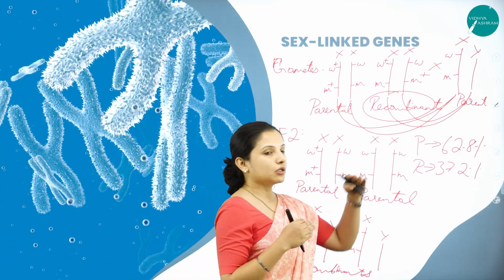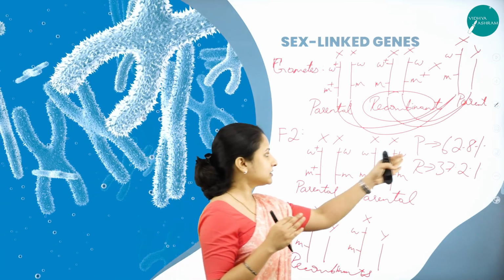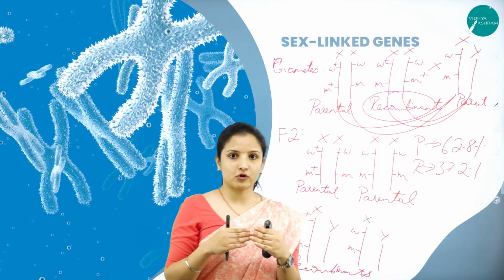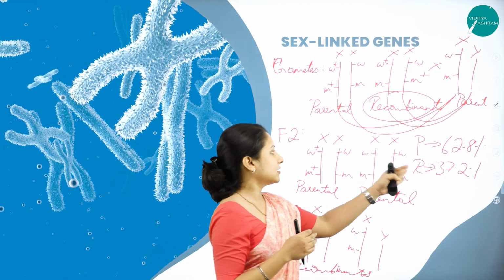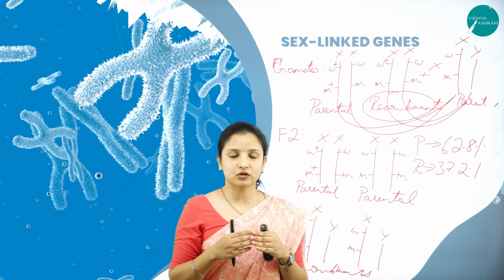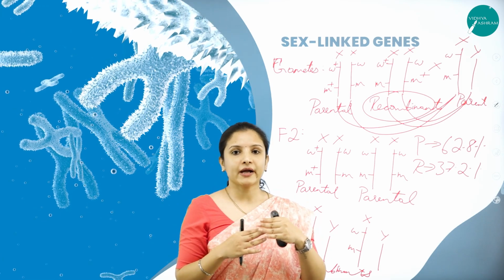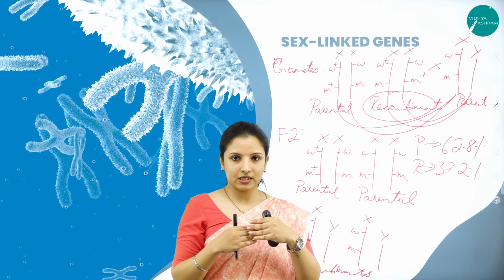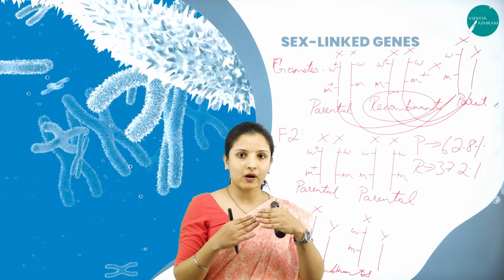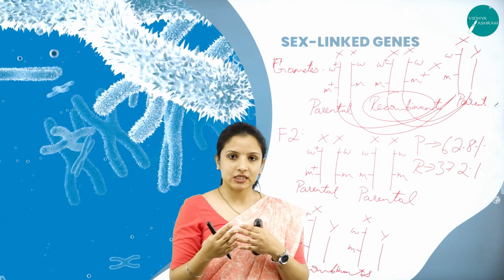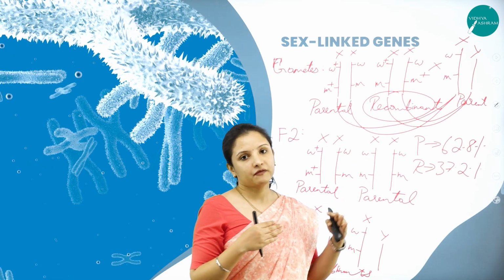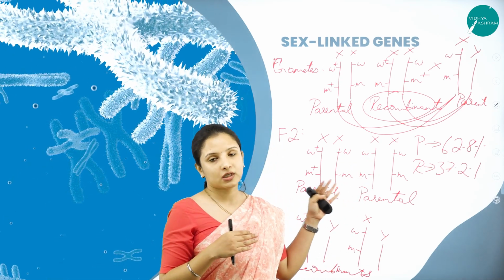At that time, only 62.8% of the progenies had acquired the same set of genes from the parent, and the rest 37.2% of the progenies had acquired the recombinant genes, or they did not acquire the same set of genes, or there was a variation in the genes that had been acquired from the parent. So this is what he found out.